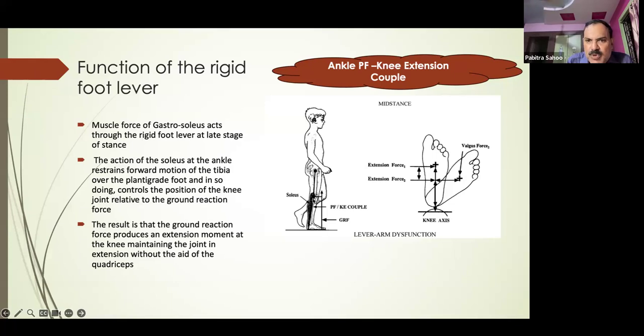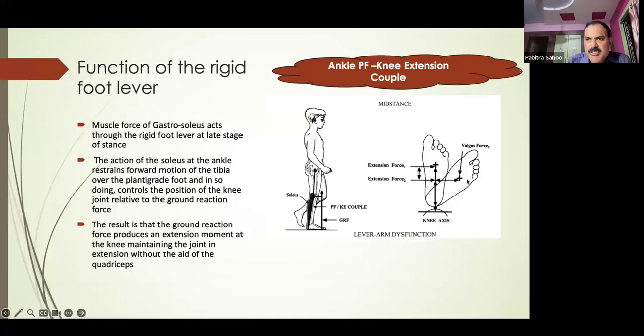On failure of the soleus function, the proximal tibia goes anteriorly and the center of gravity will go posteriorly, and there will be flexion of the knee joint. When the knees get flexed, then secondarily the hip will get flexed. So this is a part I have already discussed. When the foot gets externally rotated, a valgus foot, how the lever arm decreases.